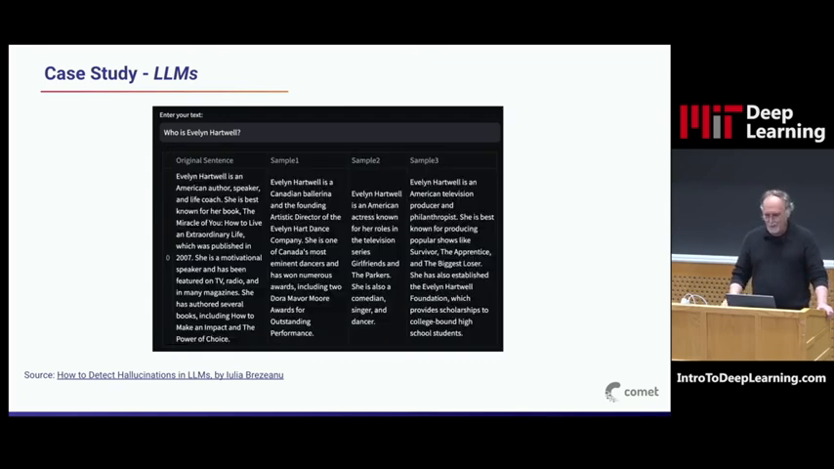Here are 4 different samples. Evelyn Hartwell is an American author. I'm sure it's seen that phrase before. Evelyn Hartwell is a Canadian ballerina. That sounds very realistic. Evelyn Hartwell is an American actress known for her roles in the television series Girlfriends and The Parkers. I don't even know if those exist. Evelyn Hartwell is an American television producer and philanthropist. She's a nice person.